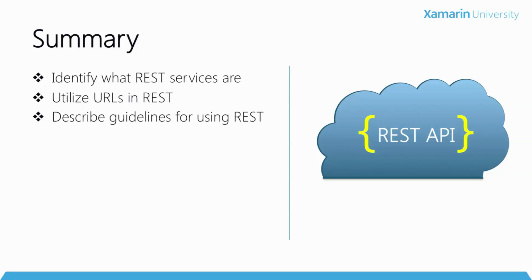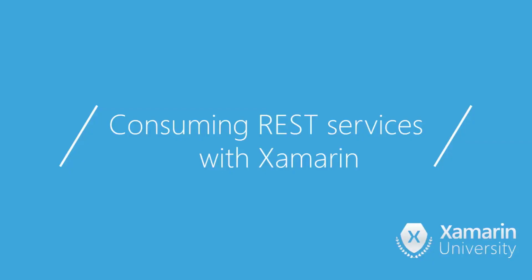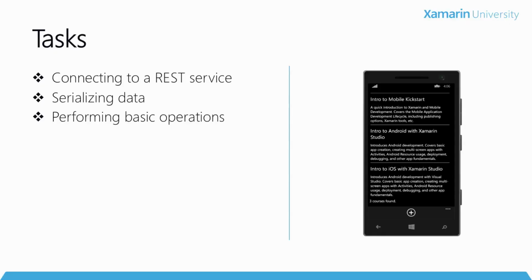So we've now seen what REST services are and how to use the URLs in REST, along with some guidelines for using REST. Now let's get to the meat of the course and look at how to actually use a REST-based service from within your application. We'll explore this in 3 parts. First, we'll look at some alternatives when talking to web services from our mobile apps, just so that you know some of your options. Then, we'll talk about how to turn the objects your program works with into bytes that we can transfer to and from the network. And finally, we'll look at some specific operations we want to perform with our REST services.